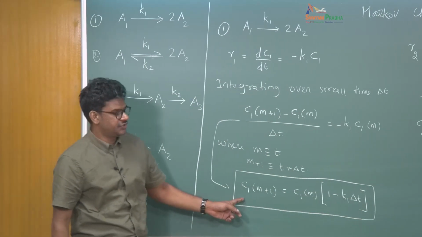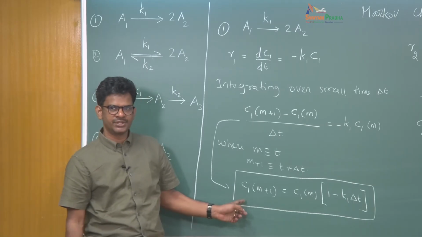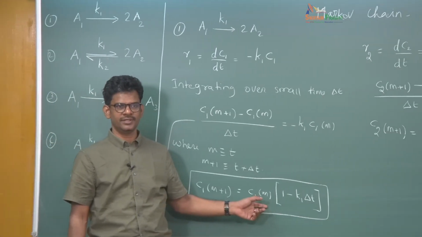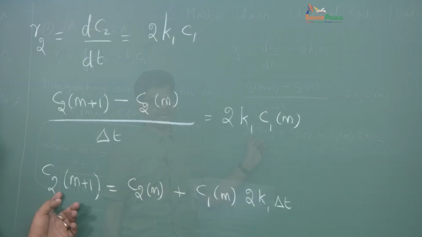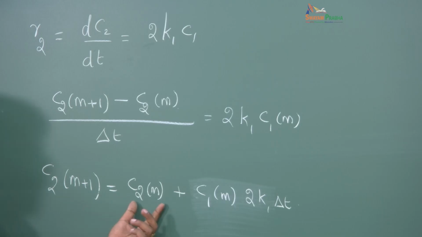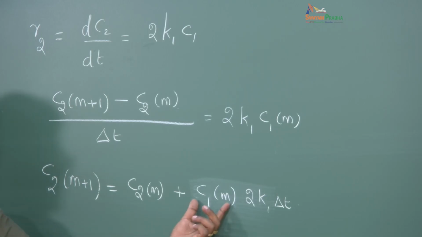You can see that the change in the concentration of species 1 depends only on the concentration of the same species at the previous time, whereas the change in the concentration of the second species depends on itself and also on the other species, which is C1.